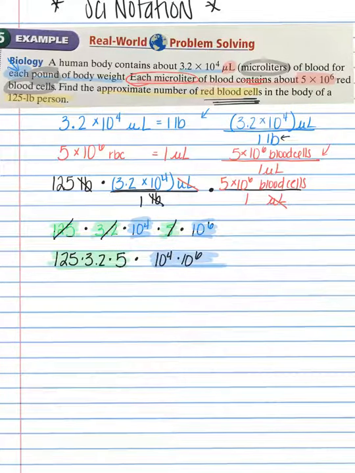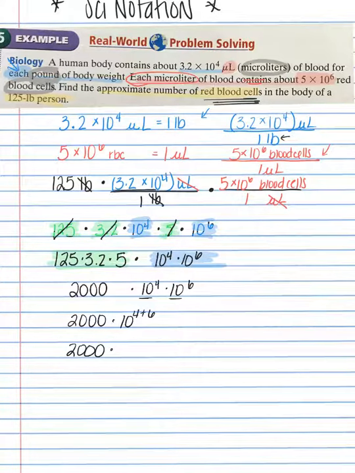Well, in order to figure out what all of this is over here, I'm going to need a calculator. Fortunately, my calculator tells me it's a nice even 2,000. And this 2,000 is times 10 to the 4th times 10 to the 6th. Remember my rule when I multiply the same base with exponents? It's the same as adding their powers. In this case, I get 2,000 times 10 to the 10th.